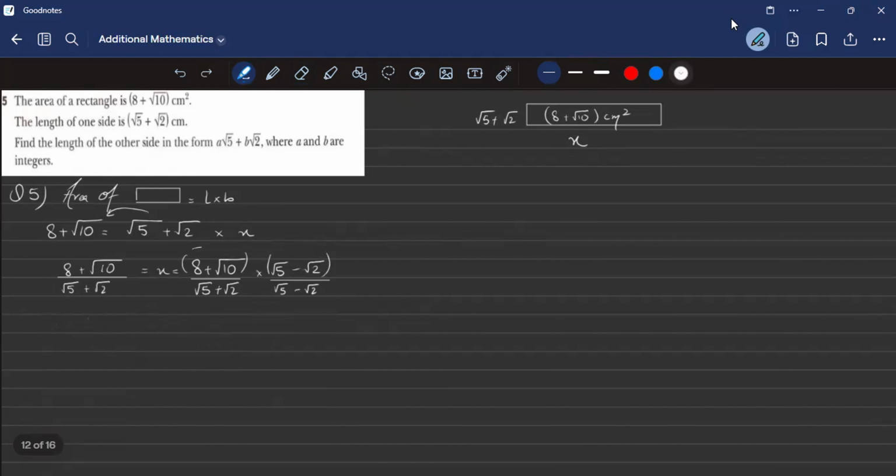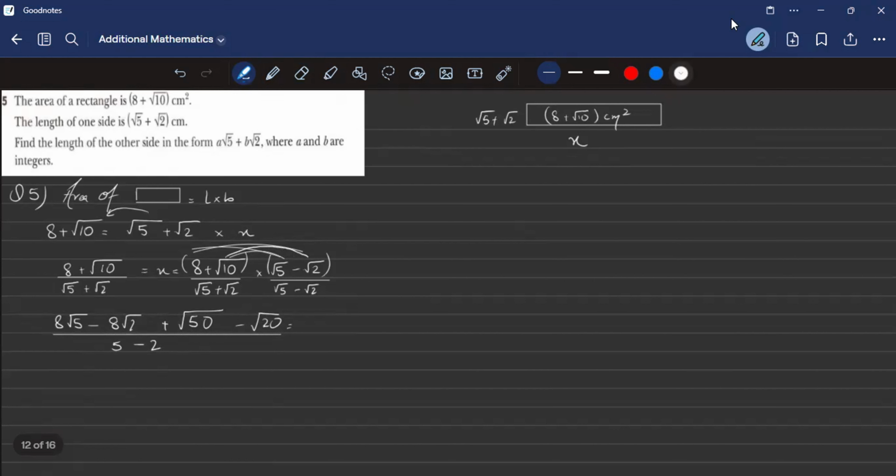So the first value multiplied by the first value, 8 under root 5. Outer value multiplied by the outer value, minus 8 under root 2. Inner value multiplied by the inner value, that is going to give me positive under root 50. And the last value multiplied by the last value is equal to negative under root 20, divided by a squared minus b squared. So under root 5 squared is equal to 5 and under root 2 squared is equal to 2.